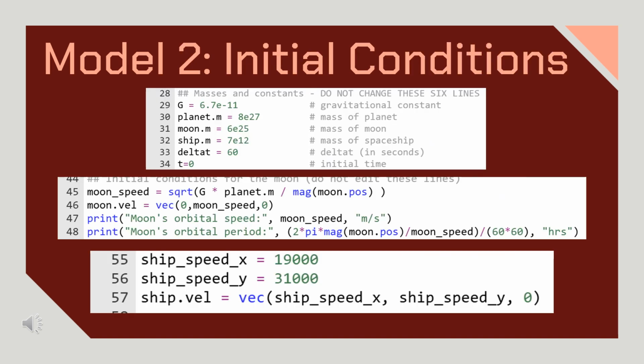Now for Model 2, and the initial conditions for Model 2. The first 2 screenshots were given to us, and the last one, which is the ship speed of both the X and Y component, I had to mess around with and basically just estimate to be able to get the ship to not crash.